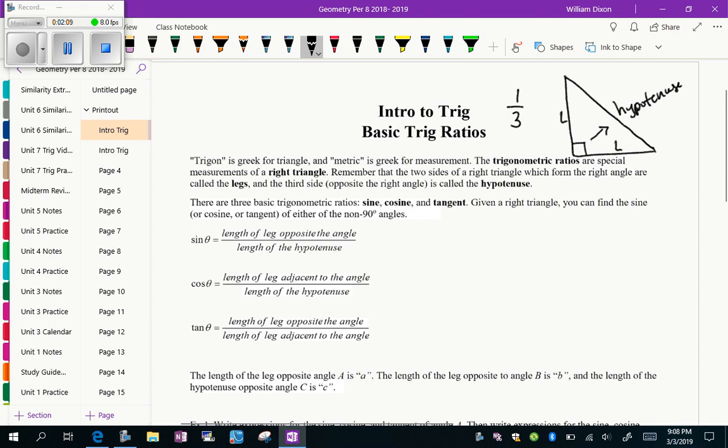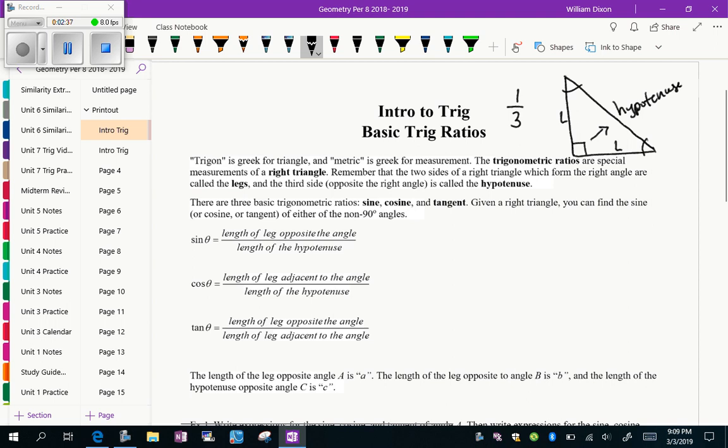Now, it says there are three basic trig ratios: sine, cosine, and tangent. Given a right triangle, you can find the sine or cosine or tangent of either of the non-90 degree angles. And that's important because the angles that we're going to look at in terms of that relationship are going to be those acute angles, not the 90 degree angle.